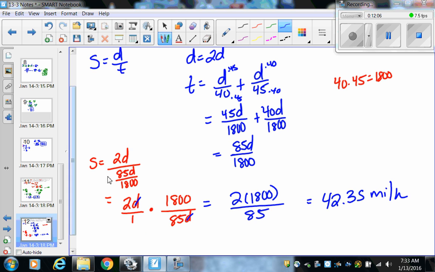So then I went back to my speed formula. The distance was 2d divided by the speed of 85d over 1800. Kept the top the same, changed division to multiplication, and flipped the denominator. The d's cancel, so I'm just left with 2 times 1800 divided by 85, which gives me that final answer.